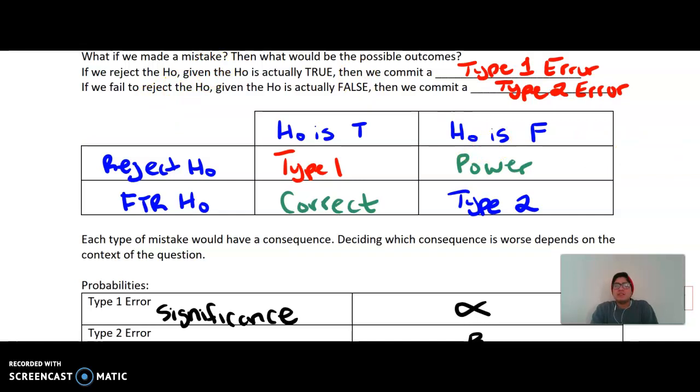Now, considering these decisions, you can see that it's going to depend on the context of the question. So you might hear that a type 2 error is always the worst type of mistake. That's false. We actually don't know. It depends on the context. And like statistics, it's always going to be that way. Now, I will say the helpful way to remember it is that when you fail to reject, that's usually a type 2 error. So there's a little help there.